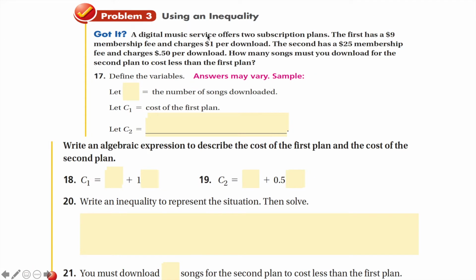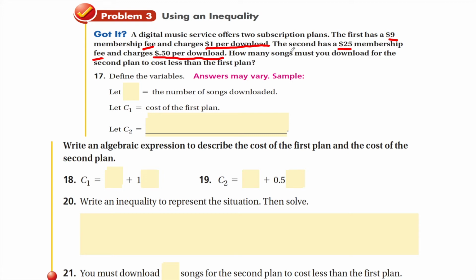A digital music service offers 2 subscription plans. The first has a $9 membership fee and charges $1 per download. So I'm going to make sure I understand those two. We have a $9 fee and $1 per download. The next one is a $25 membership fee and charges 50 cents per download.